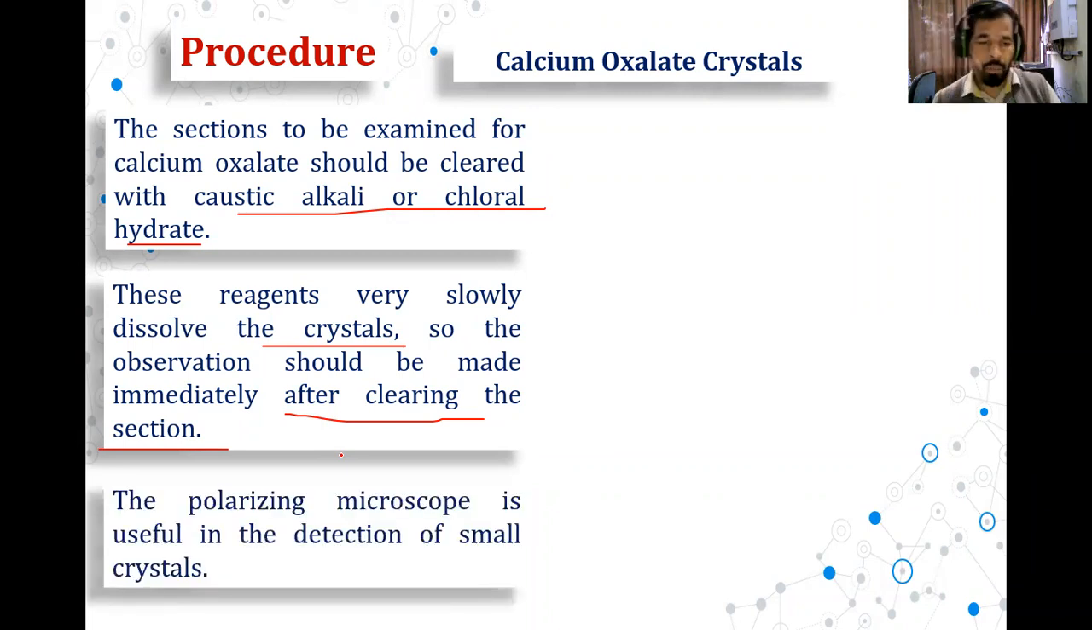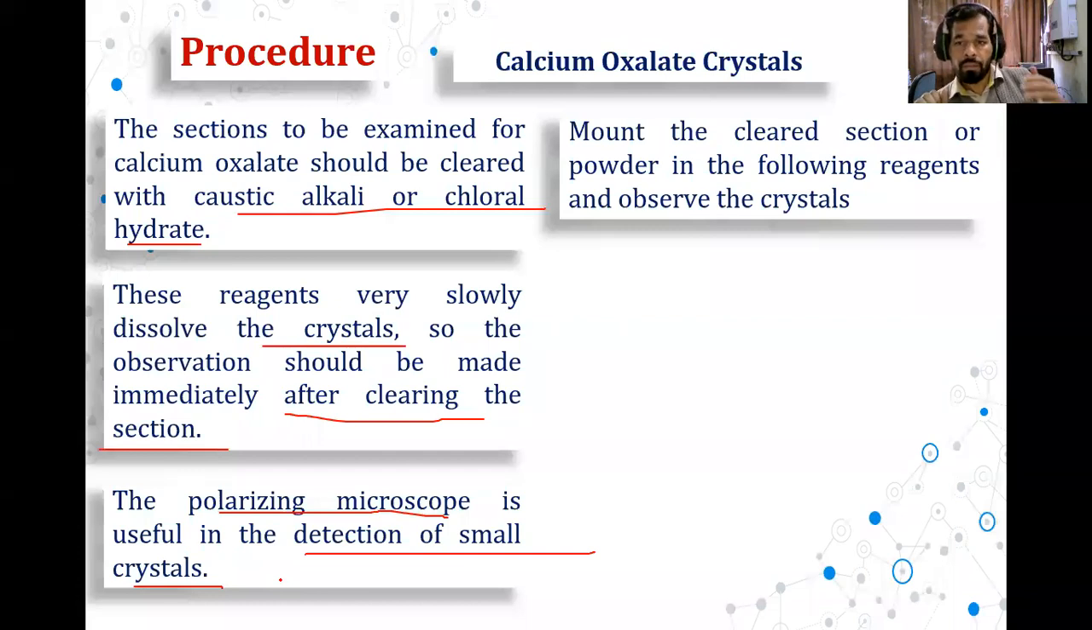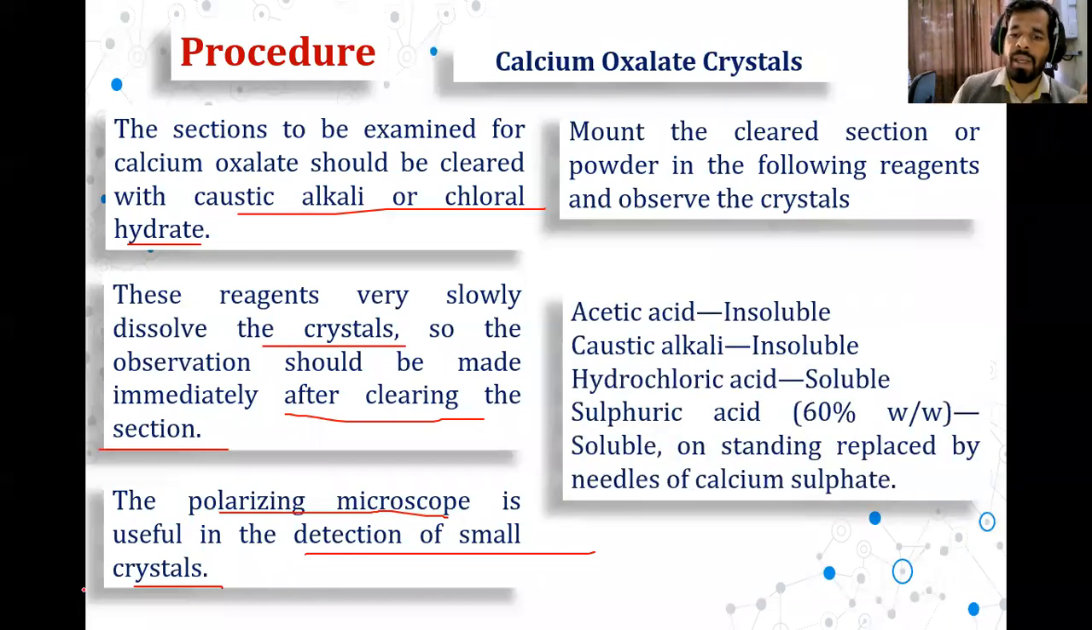The polarizing microscope is useful in the detection of small crystals, and these are the important things in determination of calcium oxalate crystal. Now mount the cleared section or powder in the following reagents. You can use many solutions to identify that. First clear the section with a clearing reagent, and then you can add acetic acid to find the difference. If calcium oxalate crystals are present, they will not dissolve in the acetic acid. If you add caustic alkali, those are also insoluble.